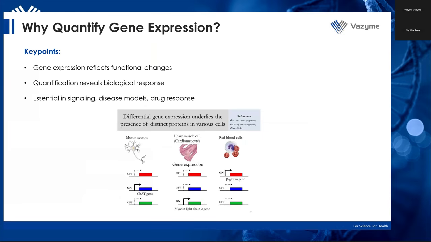So why do we quantify gene expression? First of all, gene expression is a result of functional changes, and we quantify it to measure biological responses, such as signaling, and we can also use it to do disease modeling as well as structural response. Everyone's DNA is basically the same, right? What makes us different is that the genes in the DNA turn on and off at different times, and the amount and intensity of the genes being expressed is different from individual to individual at different moments of their lives.